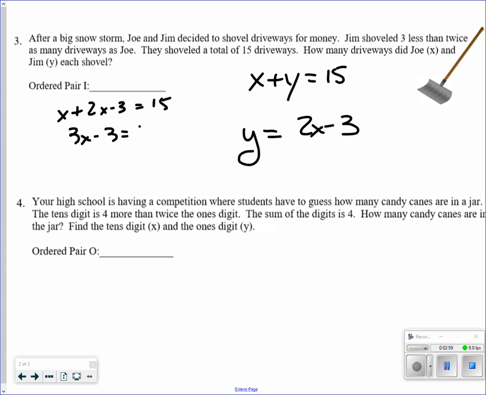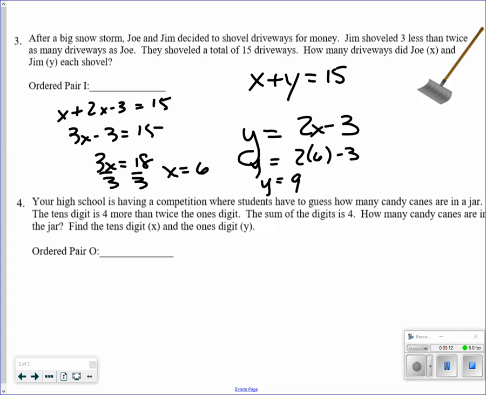Add like terms, add 3, and you get x equals 6. Plugging 6 back in for x, I end up getting y to equal 9. So these two cross at the point (6, 9) as an ordered pair.